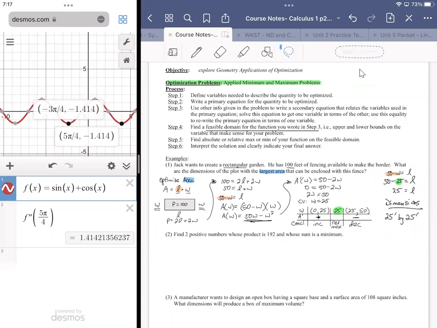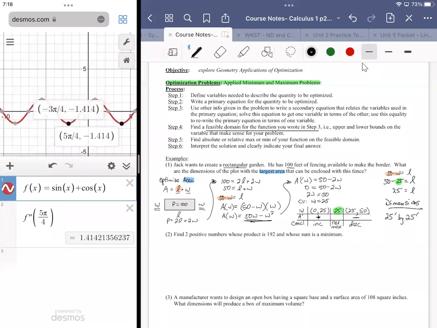But there is that part where it's basically what we were doing before, except you have to come up with the equation first. Like, for example, number 2, let's check the chat. Okay. So number 2, find two positive numbers whose product is 192.